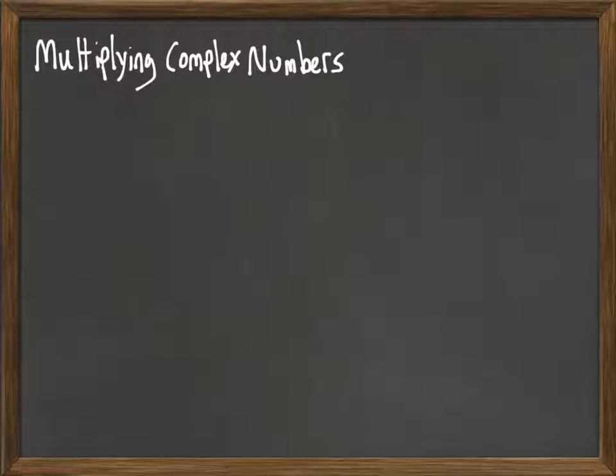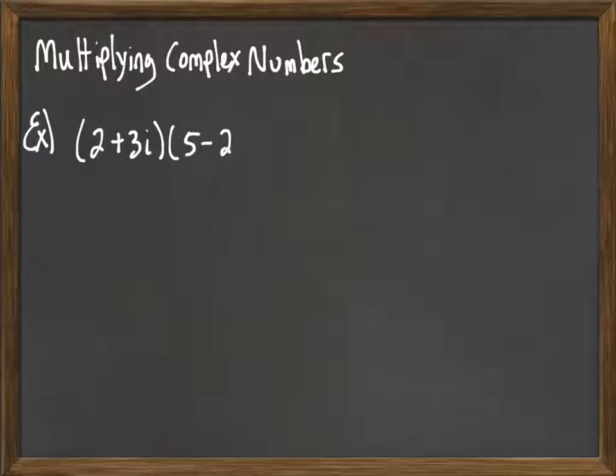Okay, in this video we're going to look at multiplying complex numbers. And let's just consider a couple of examples and see that multiplying complex numbers is pretty straightforward. For example, 2 plus 3i times 5 minus 2i. Well, as you might guess, we're going to distribute just like you would in a normal multiplication problem.